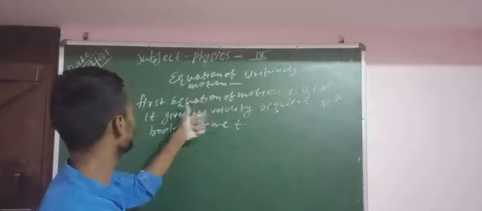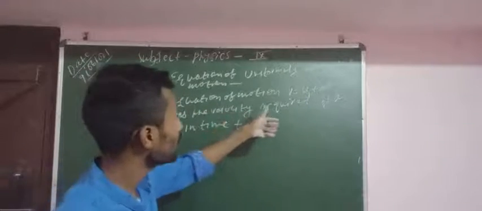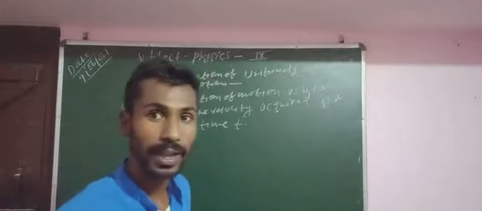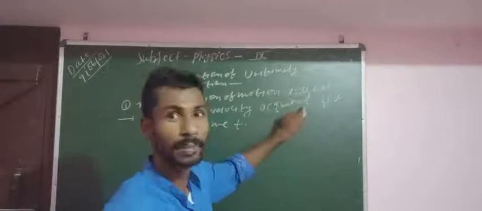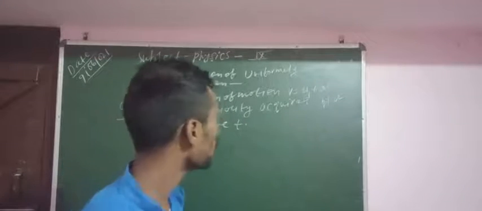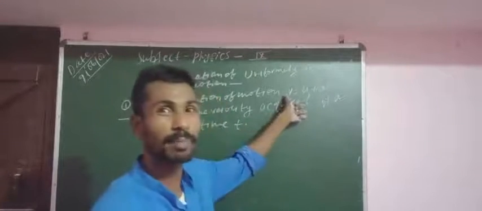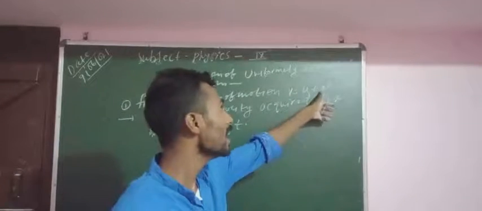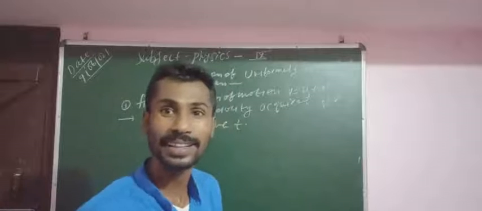The first equation of motion is v equals u plus at, where v is the final velocity of the body, u is the initial velocity of the body, a is the acceleration, and t is the time.